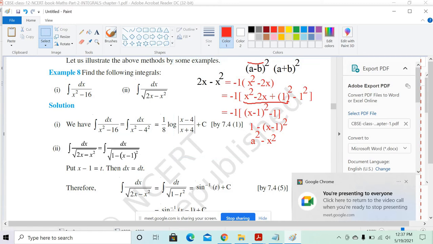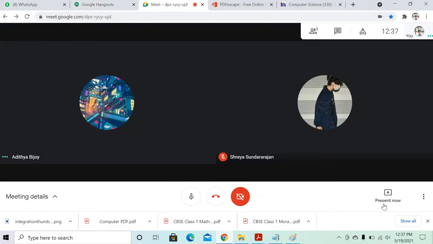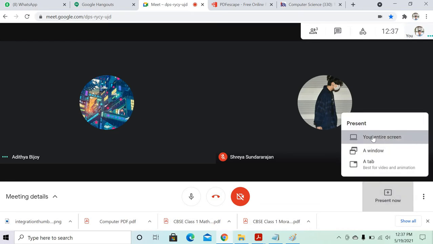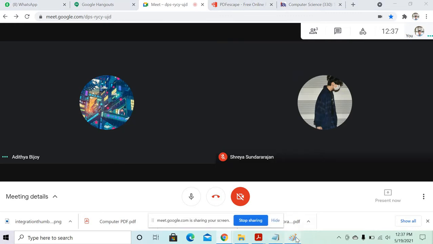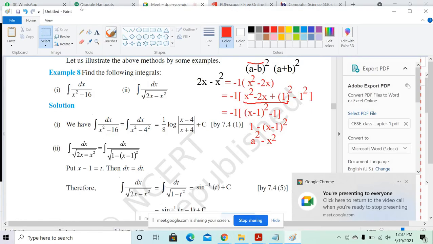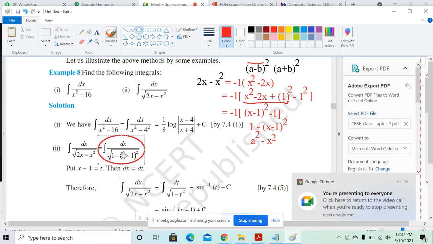See, you get this part, right? Let me just share my screen to you and then we'll see. I'll explain to you. Now, till here you got it or not? Okay, now after that, see, it is not directly in the form of a square minus x square. It is in the form of x minus 1 whole square. So you need to put x minus 1 as t to bring it in the form of a square minus x square.